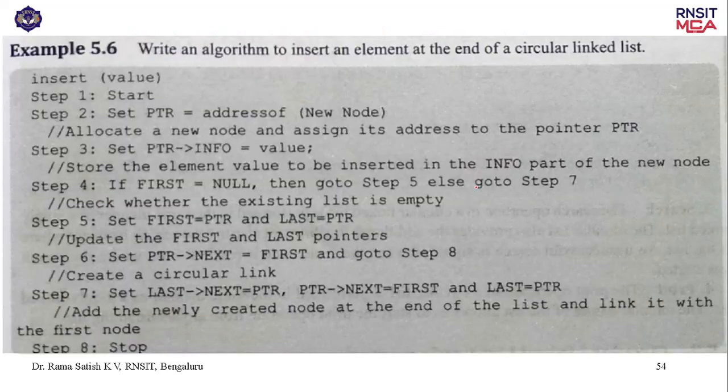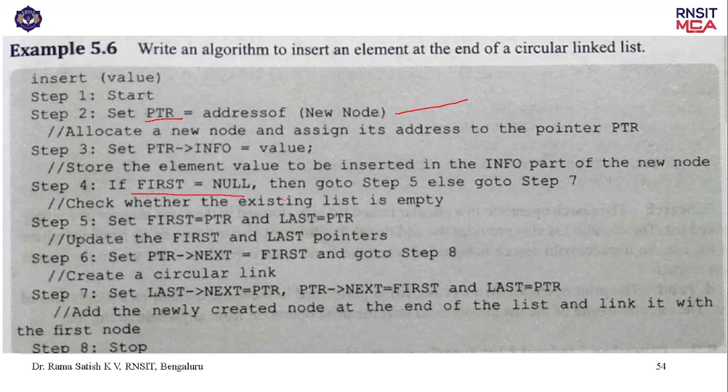Now the same thing is given in your textbook as an algorithm, whatever I have explained so far. Here you are trying to allocate memory for a new PTR, and you call it PTR, and you store the value. If first is null, what happens? So what is the instance?